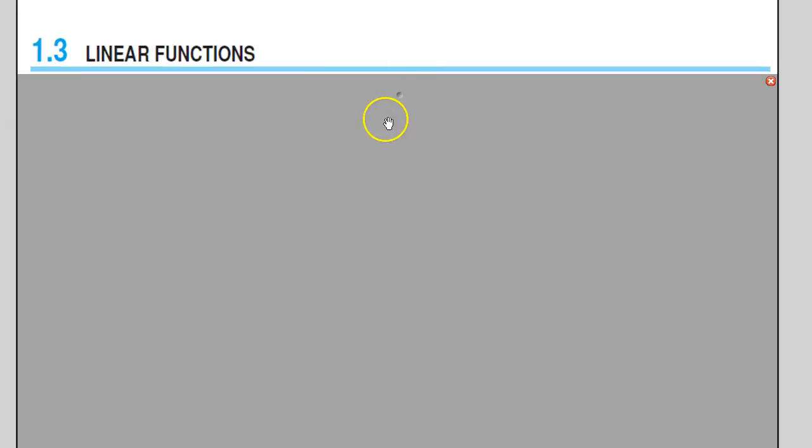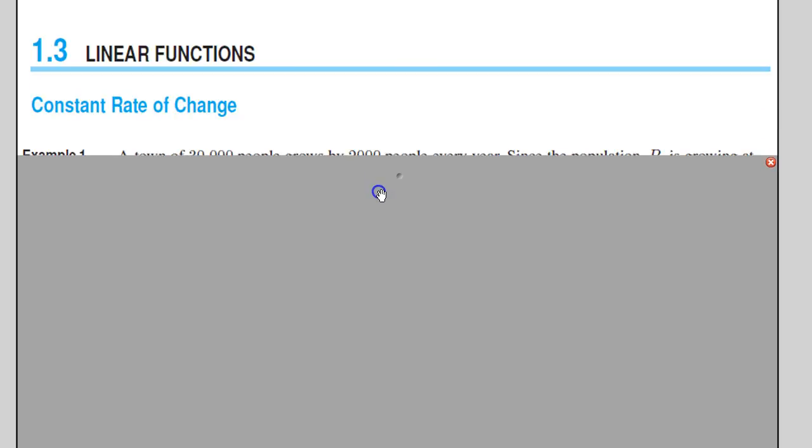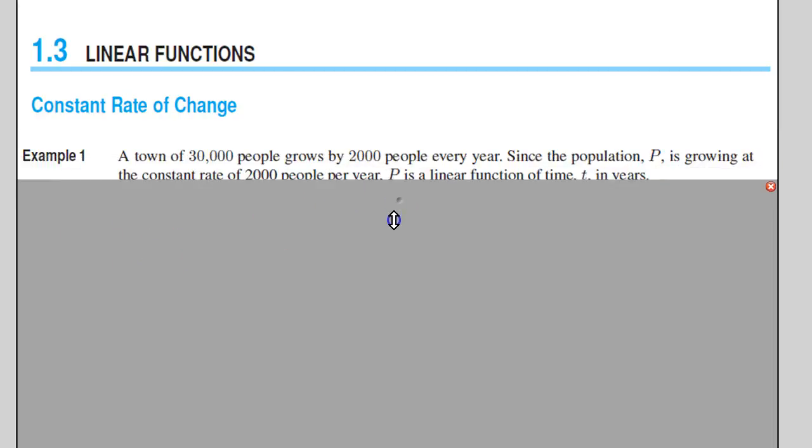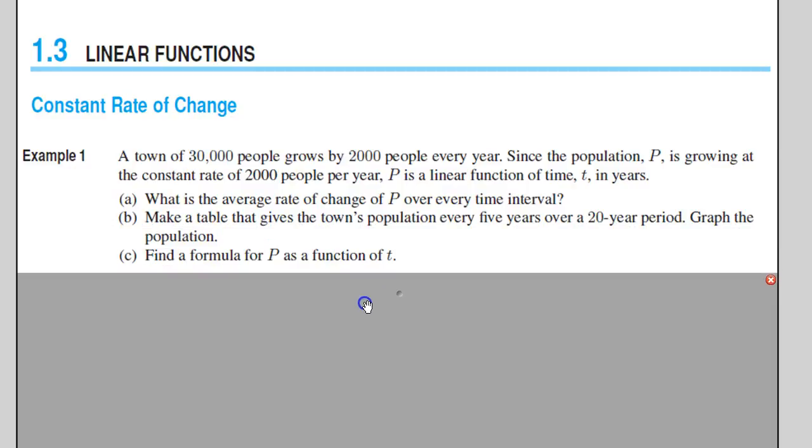Let's go on to 1.3, linear functions. This should be a review. One thing about linear functions is they have a constant rate of change. In other words, the rate of change is going to be the exact same no matter which 2 points you pick on any linear function.